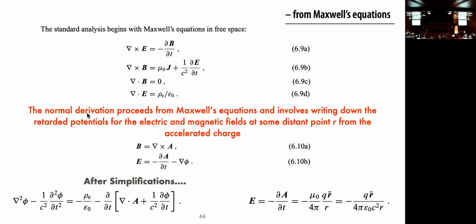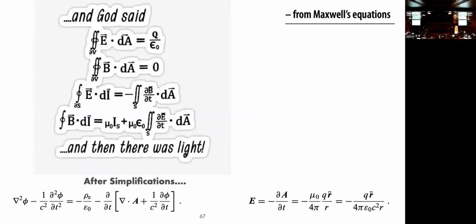Here, the idea is you use Maxwell equations and involve writing down certain retarded potentials for the electric and magnetic field, and for some distant position, maybe r distance from the central position of the accelerated charge, you can get this expression. Okay.